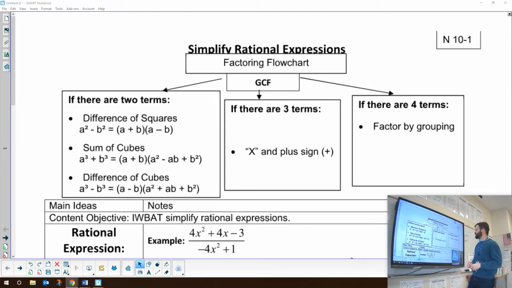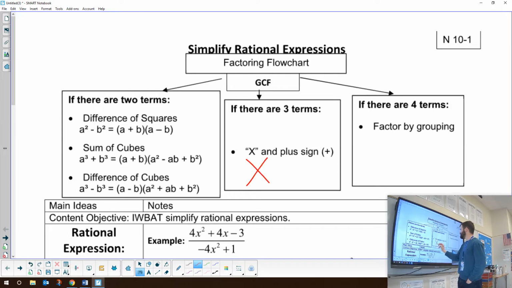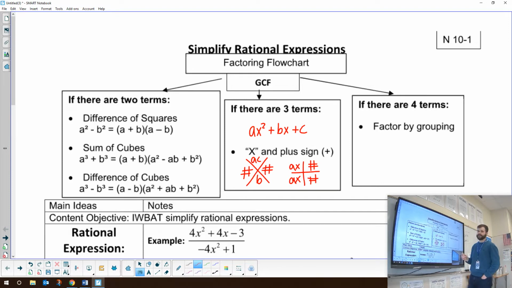If there are three terms, we're going to do the x and the plus sign. Remember, with the x and plus sign, we're going to do our x with a times c on top, b on bottom, and our plus sign, ax, and then our numbers. Remember, our numbers here multiply to the top and add to the bottom. This is for when we have ax squared plus bx plus c. This is our three terms.